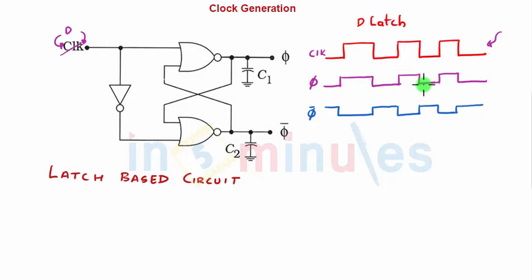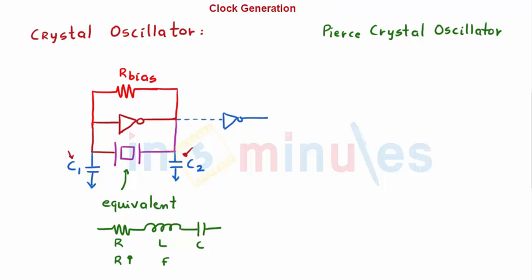So exactly whatever is my clock is my phi, and the inversion of it is my phi bar. This is my output Q and this is my output Q bar, and this is my input D, which says that Q is equal to D and Q bar is equal to D bar, correct? So this is another technique of generating a clock where you use a latch, give its input a clock, and its output is phi and phi bar, and you get a latch based clock generator circuit.